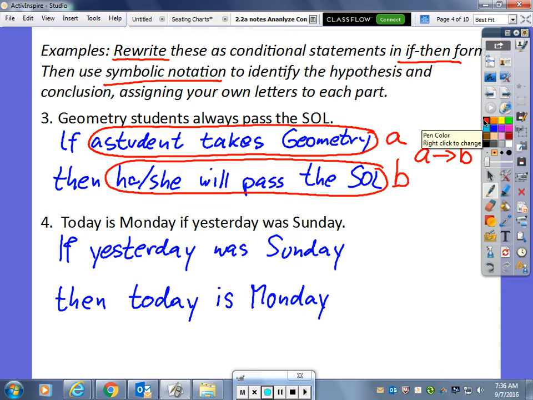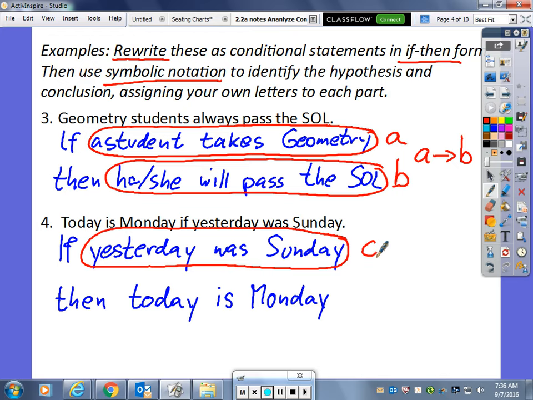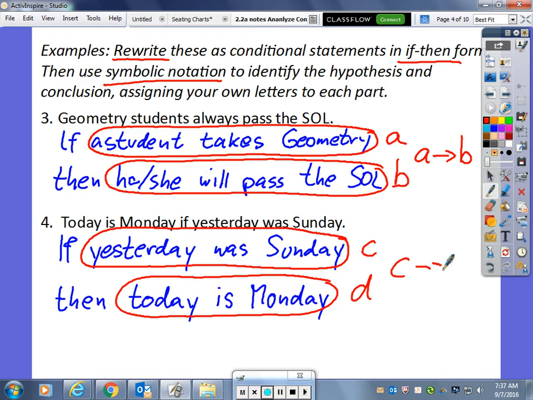So the if and the then technically aren't really part of the hypothesis and conclusion. They're just indicating that the hypothesis and the conclusion will follow. That's why I haven't circled them either. Our hypothesis, yesterday was Sunday, we're going to indicate this time with the letter C. And the conclusion, today is Monday, we indicate by the letter D. And in symbolic notation, we will now write C leads to D, C arrow D, and that's that.